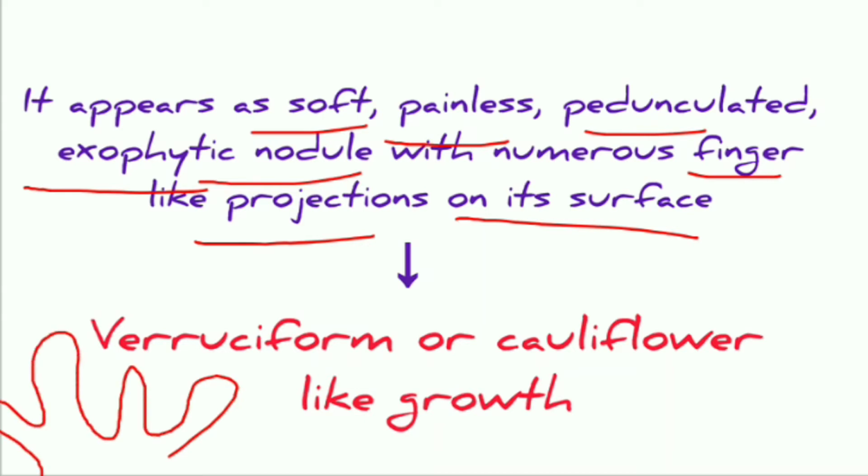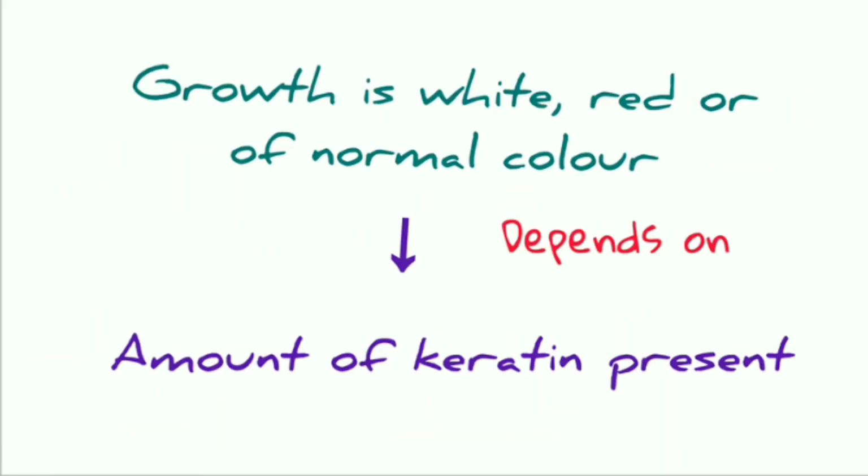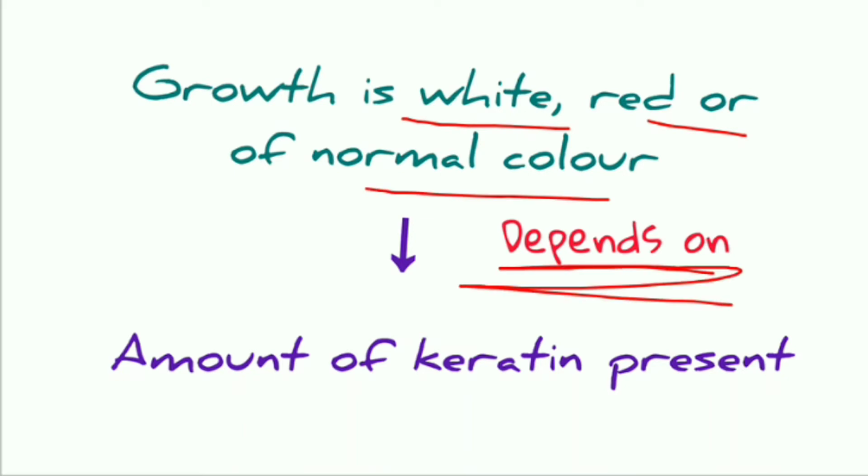Because of this pedunculated nature and numerous finger-like projections on its surface, it gives a verruciform or cauliflower-like growth appearance to the lesion. The growth is usually white, red or normal color. This color depends upon the amount of keratin present. If a large amount of keratin is present, it will be white in color. If less, then it will be red in color. So it depends upon the amount of keratin present in it.